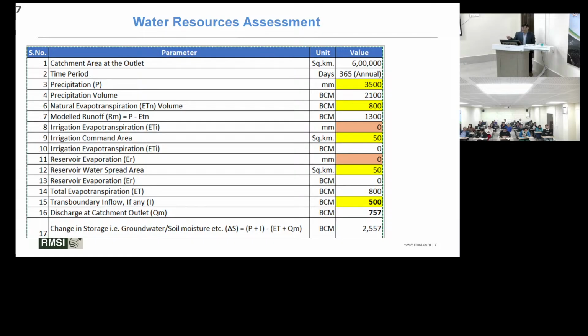Because I will share this Excel file with you, you can see how the formulas and units have been converted. It will give you the volume of water generated by a given amount of rainfall. If your rainfall is 3500 mm, then on an annual scale this is your precipitation volume. This is the volume of water generated by precipitation without considering the losses, because there are several losses.